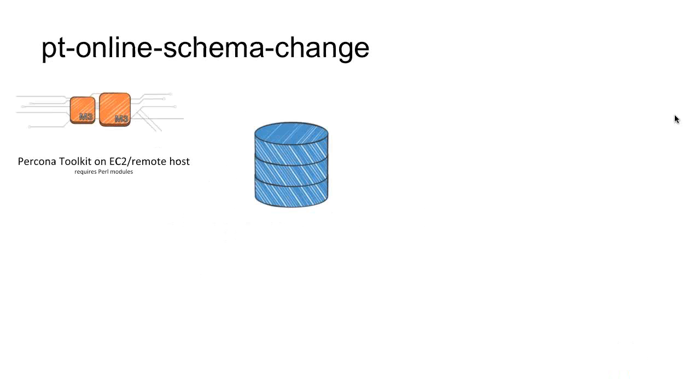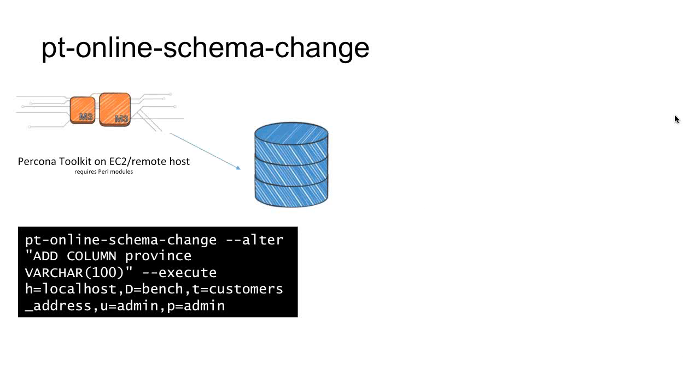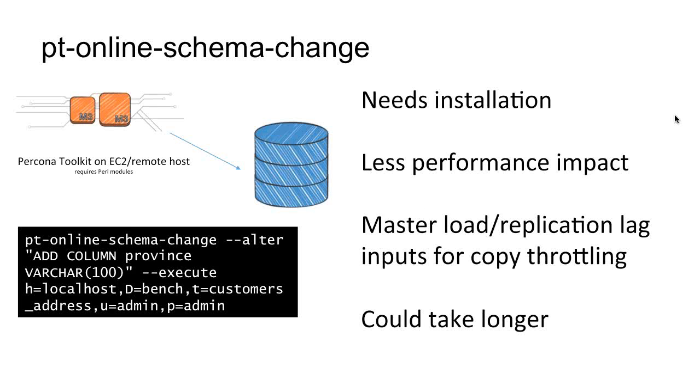The other way to do this is to use the Percona toolkit on EC2 on a remote host. You do a pt-online-schema-change, and you want to add a column province on the customer address table, with the username and password. And this would execute on the RDS.